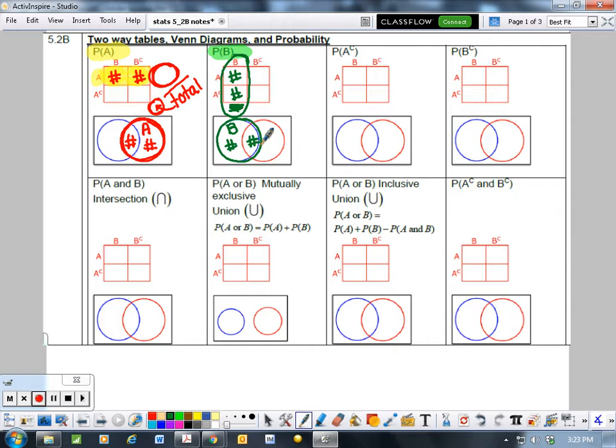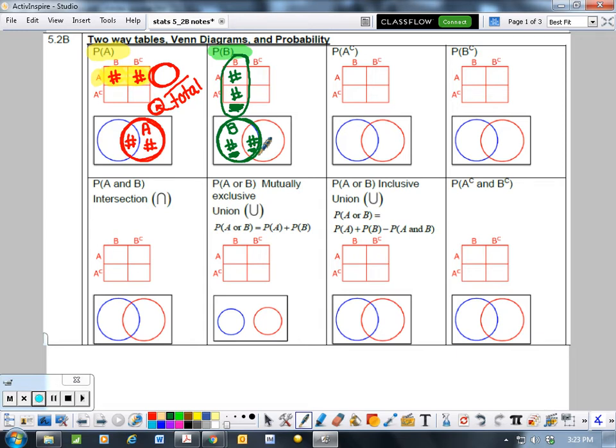And so the biggest mistake that I see when you're looking at the probability of B in a Venn diagram is the person will only look at this number here, when B is everything inside the circle. So you have to make sure that these values are added together, because B is both of those values together.